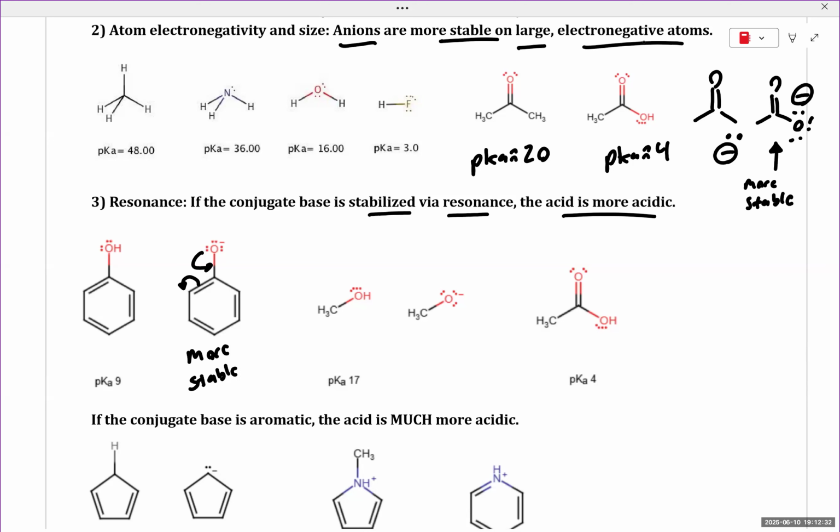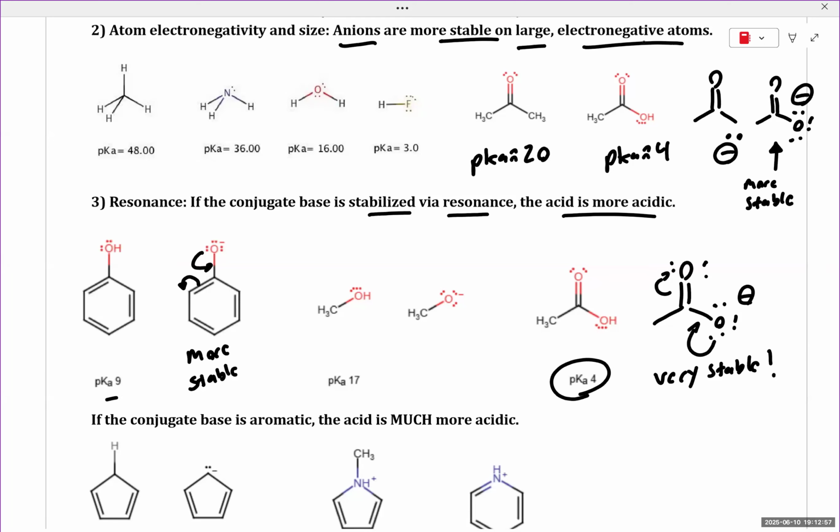By the same token, it's important to note it's not just the fact that the lone pair is delocalized, but the atoms the lone pair is delocalized across. For the carboxylic acid, the lone pair is delocalized across electronegative oxygen atoms. So the lone pair in this conjugate base anion is very stable. And that explains why carboxylic acids are more acidic than phenol.